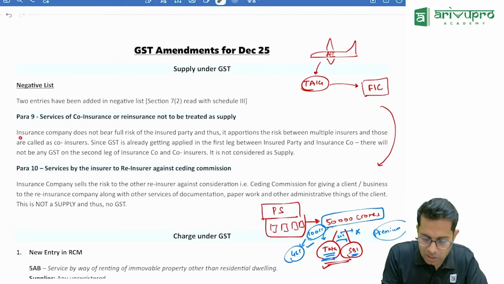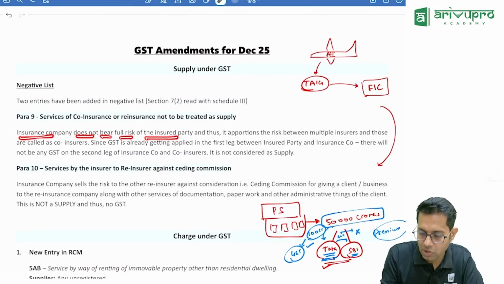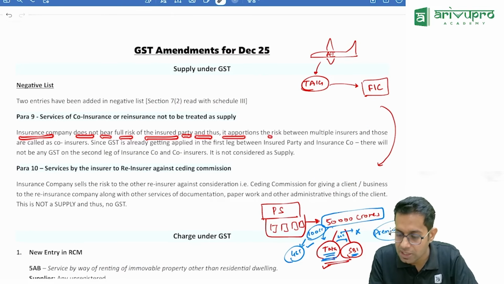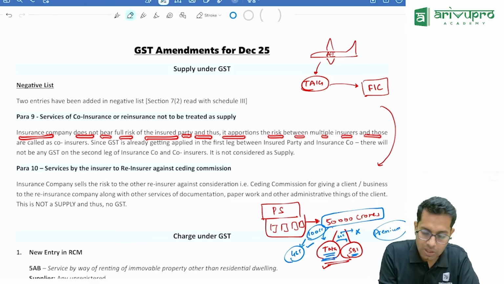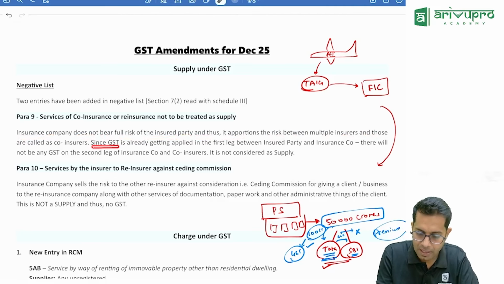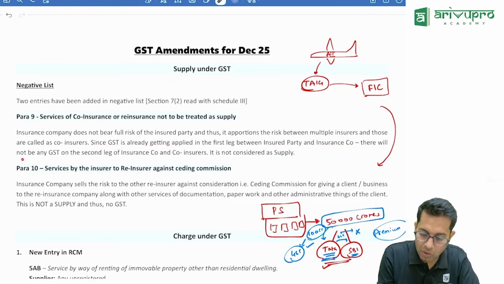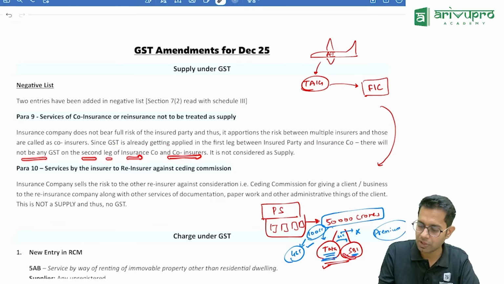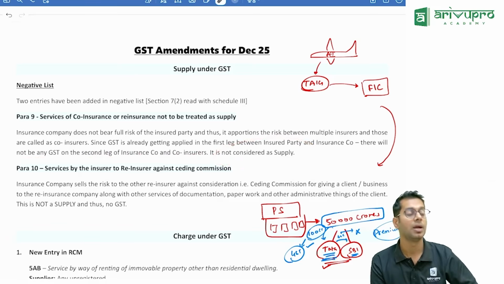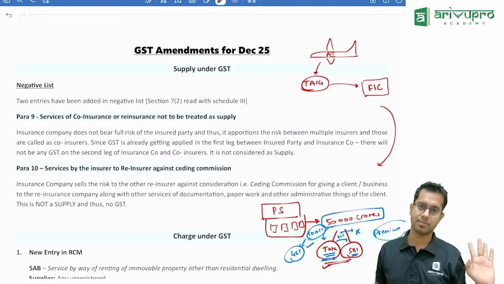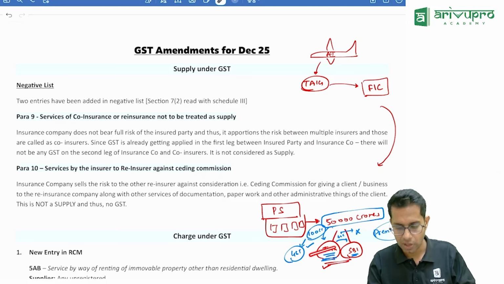This is called co-insurance. The insurance company does not bear the full risk of the insured party, and thus it apportions the risk between multiple insurers, and those are called co-insurers. Since GST is already getting paid on the first leg between the insured party and the insurance company, I am the insured party and the insurance company for me is Tata, there will be no GST for the second leg of insurance company to co-insurers. So for the second transaction between insurance company and co-insurers, there will be no GST. It is not considered as supply. The condition is I should have already paid the taxes, I in the sense Tata should have already paid the taxes.